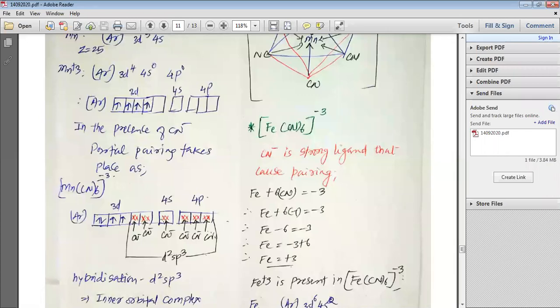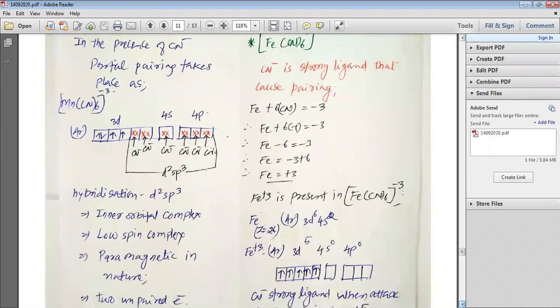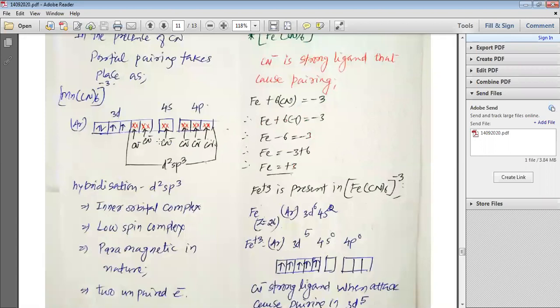two 3d orbitals, one 4s orbital and three 4p orbitals, d2sp3 hybridization takes place. This d2sp3 hybridization has prepared 6 vacant orbitals. In these 6 vacant orbitals, 6 CN minus come and they donate their pair of electrons, and this is how the octahedral Mn(CN)6 has been formed.